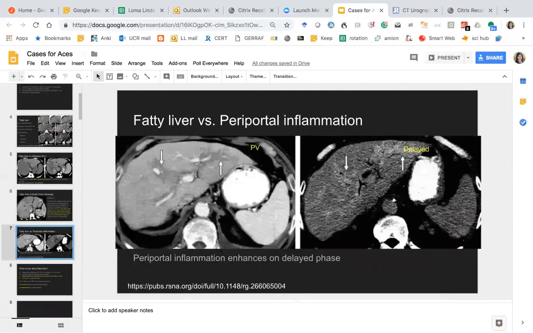So here is an example of another mimic, to differentiate from inflammation. You get enhancement because there's inflammatory changes on the delayed phase, whereas with periportal fat, you don't get enhancement.